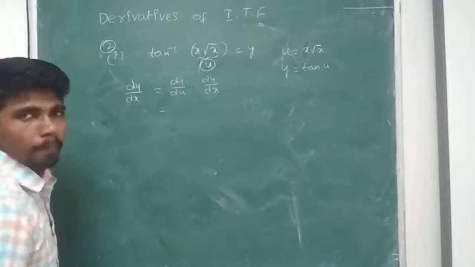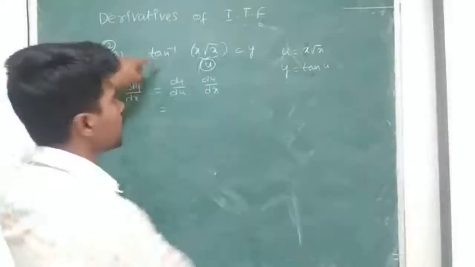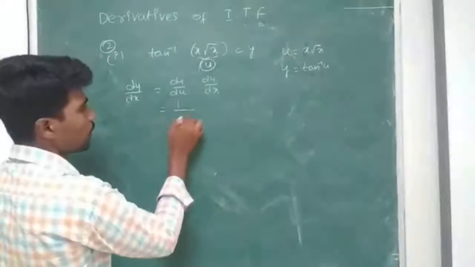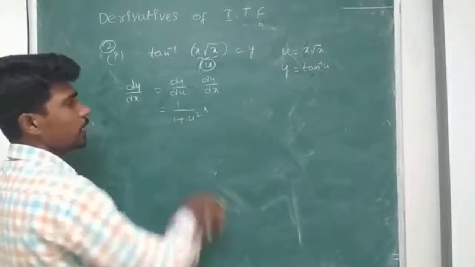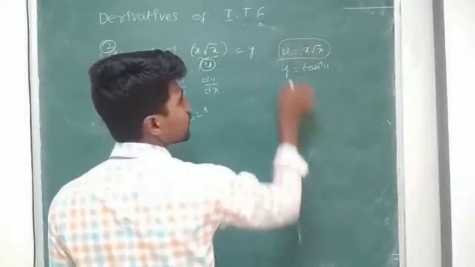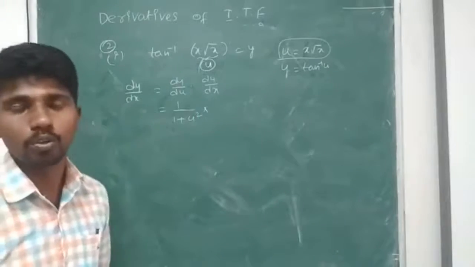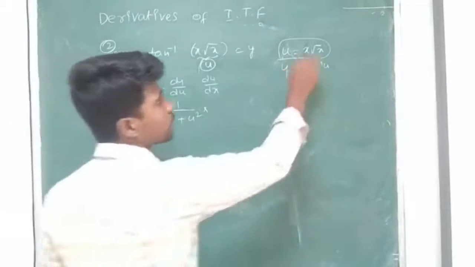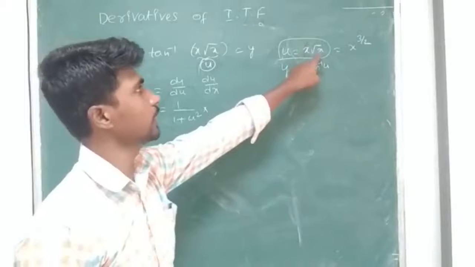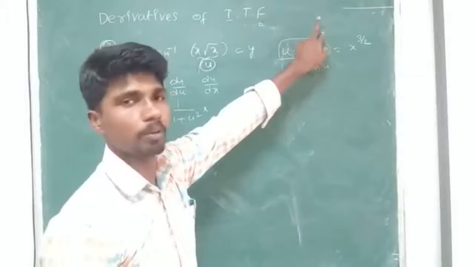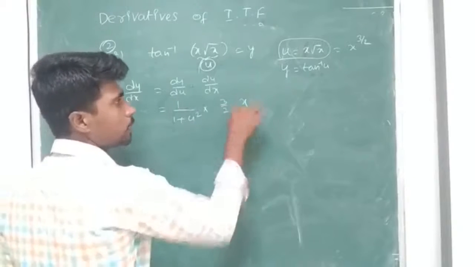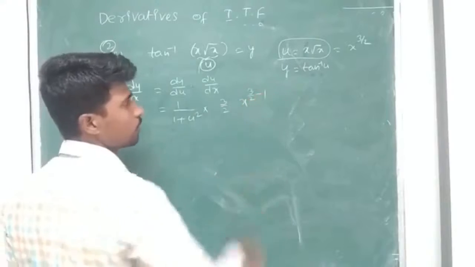What is dy by du? Differentiation of tan inverse u with respect to u is nothing but 1 by 1 plus u square into du by dx. Differentiation of x root x with respect to x. So let me do it. x root x can be written as x power 3 by 2. So how x power 3 by 2? x into x power 1 by 2, 1 plus 1 by 2, 3 by 2. Right. Now it's a differentiation: n into x power n minus 1, 3 by 2 minus 1.